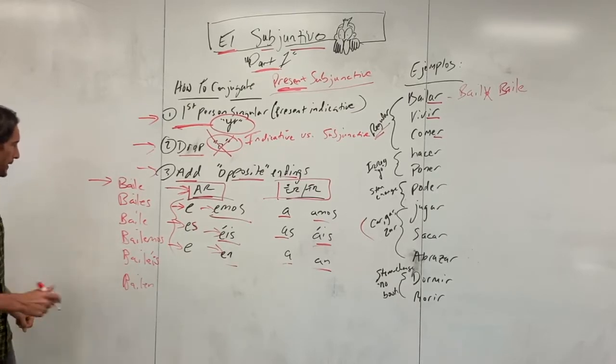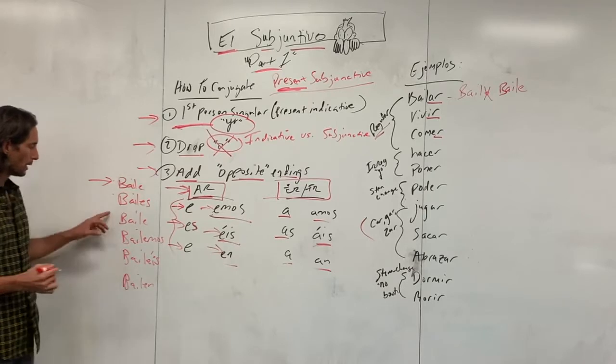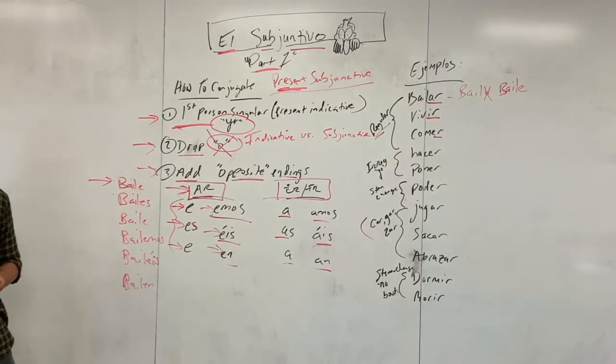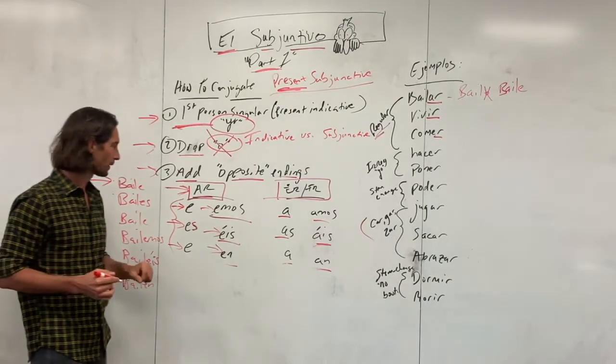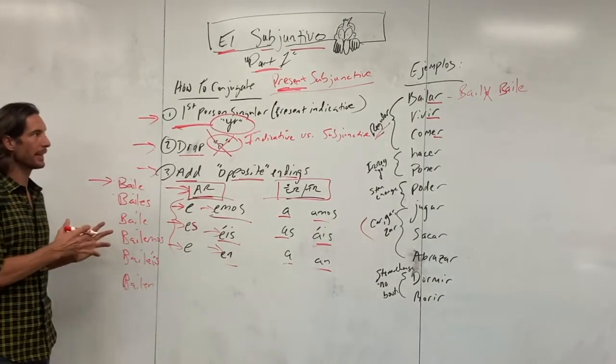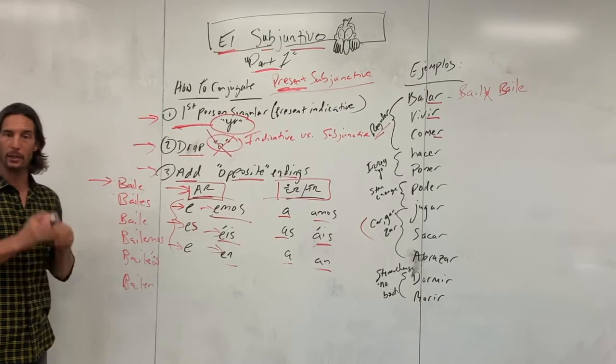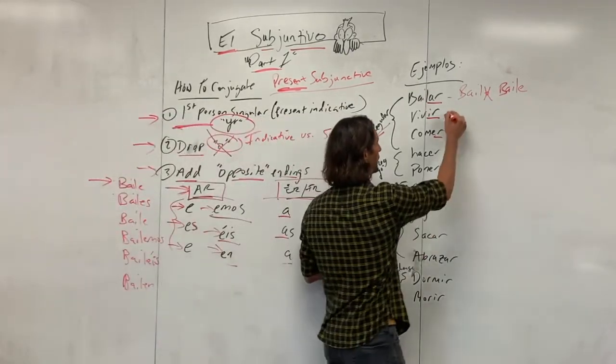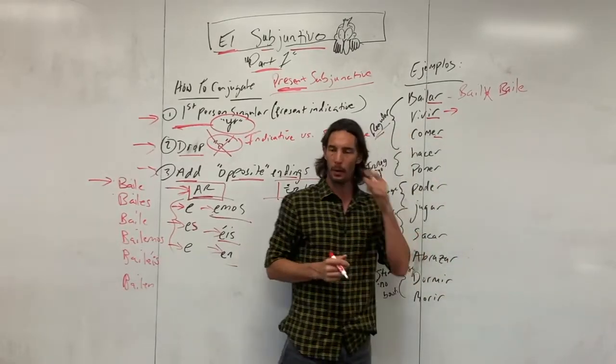And so, like I said, we have yo, tú, usted, él, ella, nosotros, vosotros, ustedes, ellos, ellas, right? So that's an example of a regular AR verb in the subjunctive. And so let's move on over here and just have a look at this one as well. I want to walk through them all.